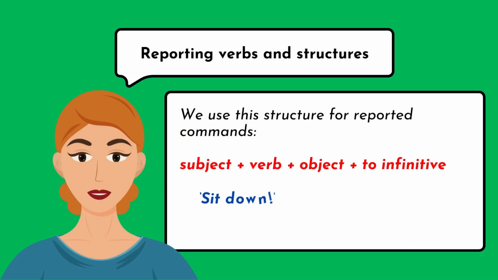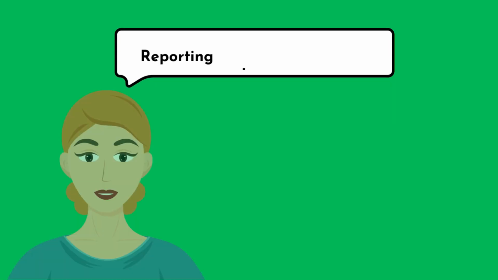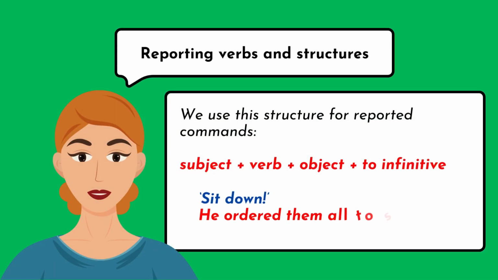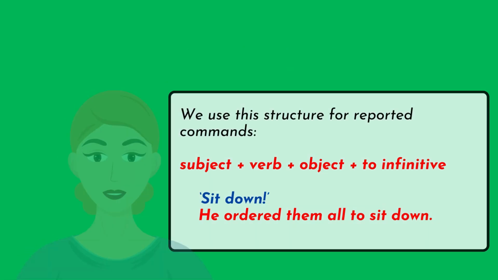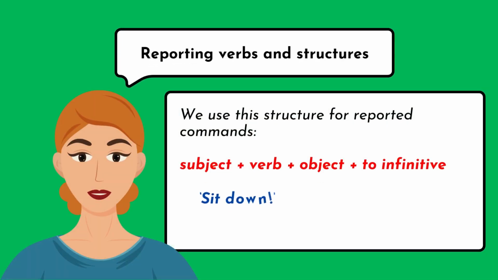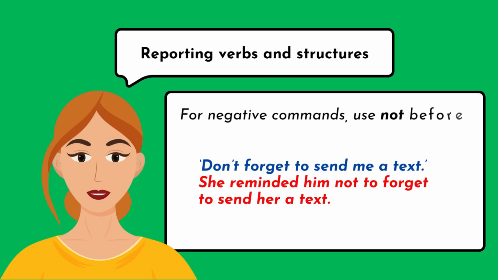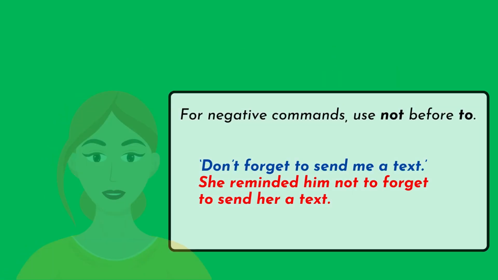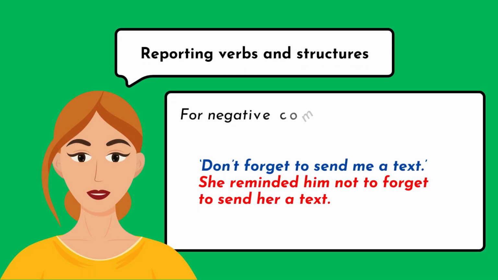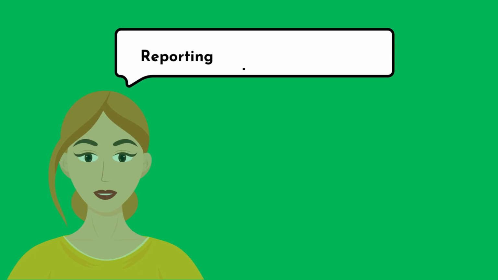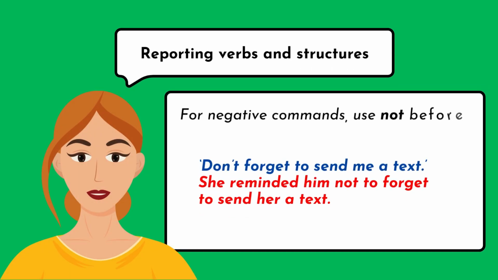Reporting verbs and structures. We use this structure for reported commands: subject plus verb plus object plus to infinitive. Sit down. He ordered them all to sit down. For negative commands, use not before to. Don't forget to send me a text. She reminded him not to forget to send her a text.